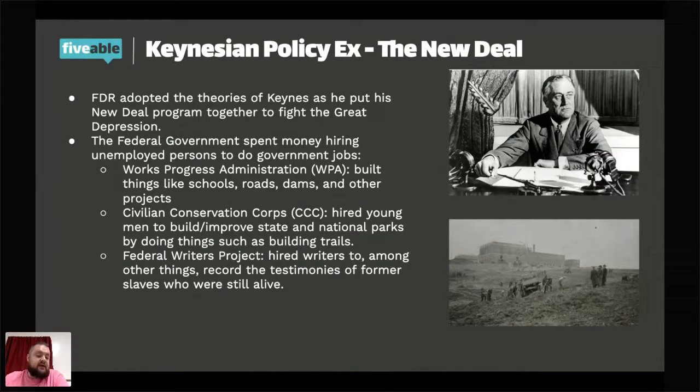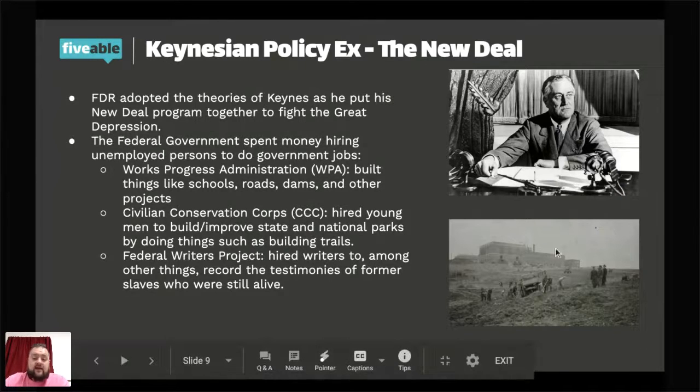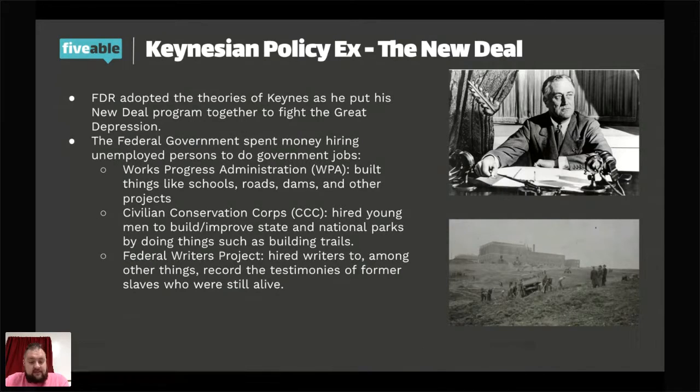And so I'm going to give you 3 examples here. There are tons of examples I could give, and in a U.S. history class, you would look at way more of these. One was the Works Progress Administration, which built things like schools, roads, dams, and other projects. In fact, there in the bottom right-hand corner, this is actually the school that I teach in, okay? It was built during the Great Depression by the Works Progress Administration.